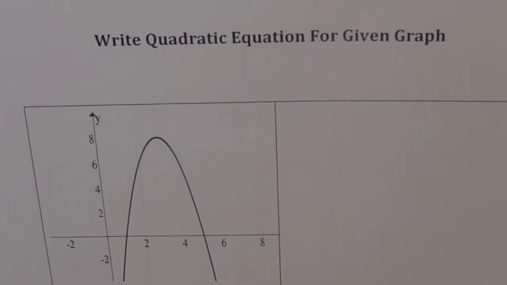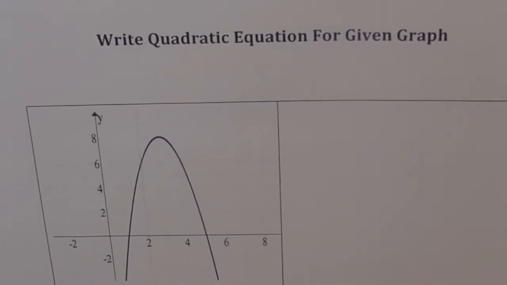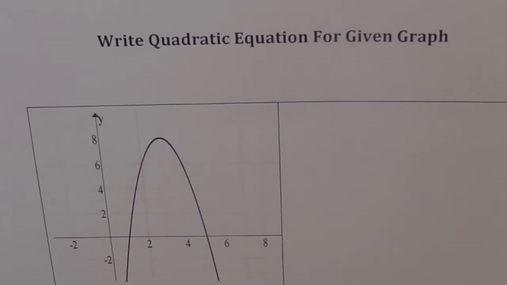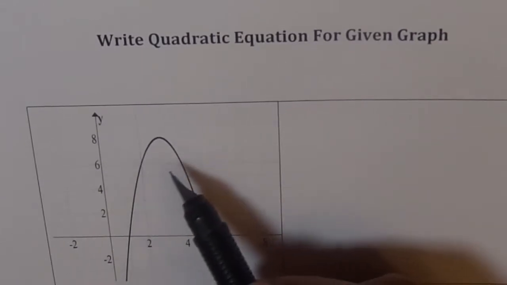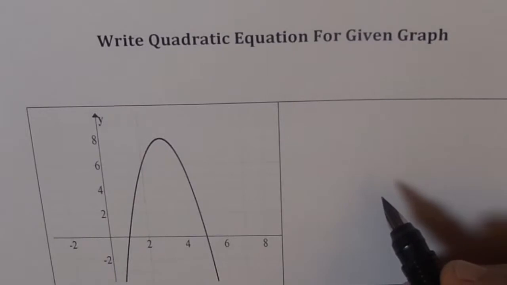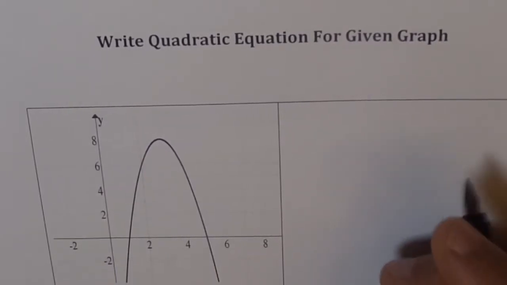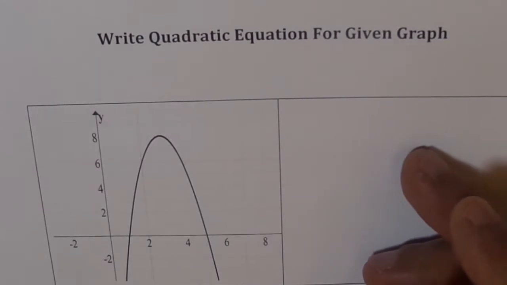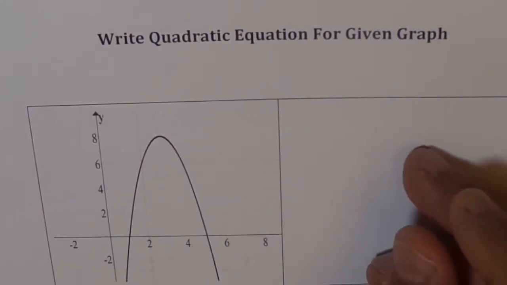Hello, let's understand how to write a quadratic equation from a given graph. Here are a few examples. Now, we have a parabola, which is an inverted parabola. A parabola equation is a quadratic equation, a degree 2 polynomial, correct? We could write this equation in vertex form, or we could write it in factored form.